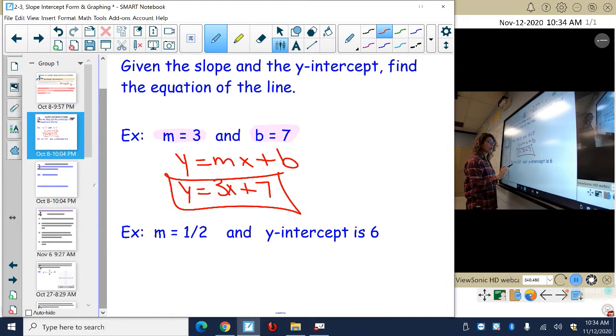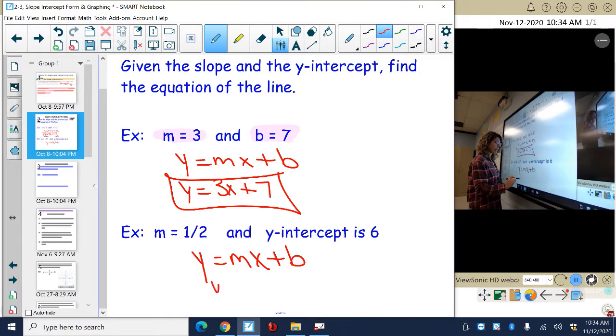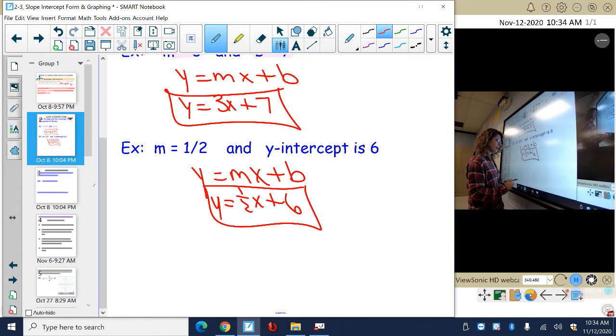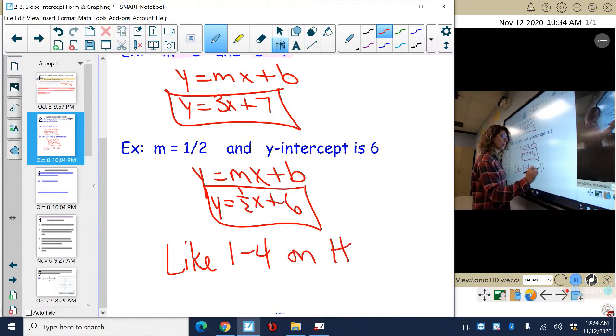Okay, down here, m is equal to 1/2, and your y-intercept in words says is 6. So again, you're writing down the formula y equals mx plus b. So y is equal to your m, which is 1/2, your b, which is going to be 6. And that is done. That is how you are going to do problems 1 through 4, like 1 through 4 on your homework.